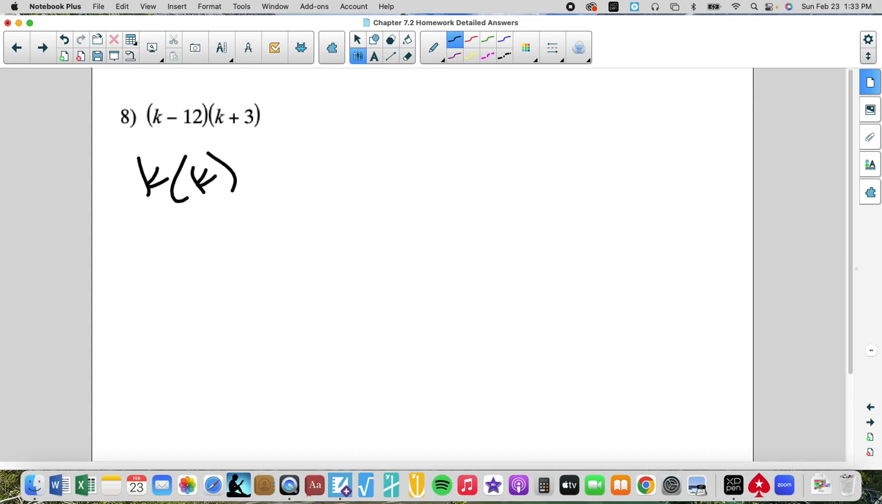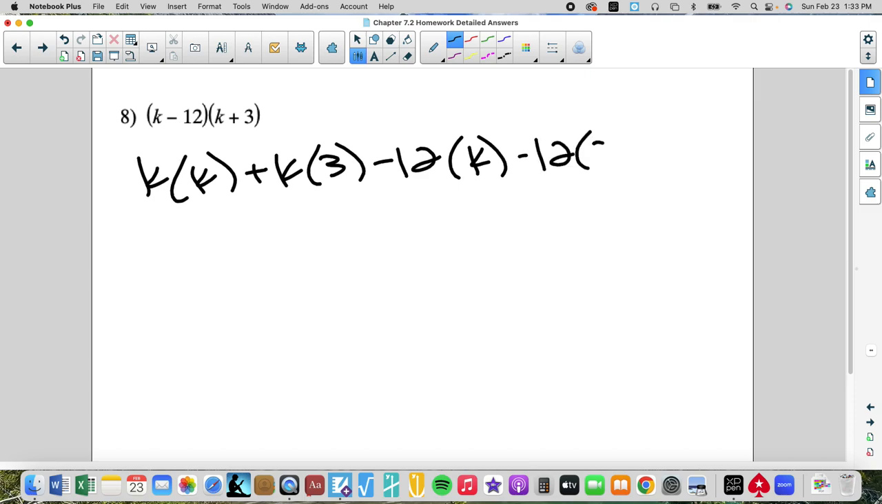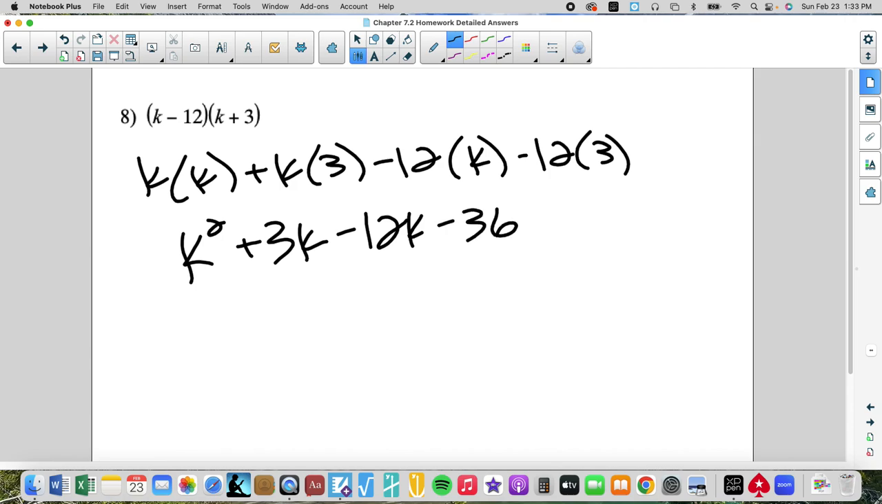k times k plus k times 3 minus 12 times k minus 12 times 3. K times k is k squared. K times 3 is 3k. Negative 12 times k is negative 12k. Negative 12 times 3 is negative 36. K squared minus 9k minus 36.